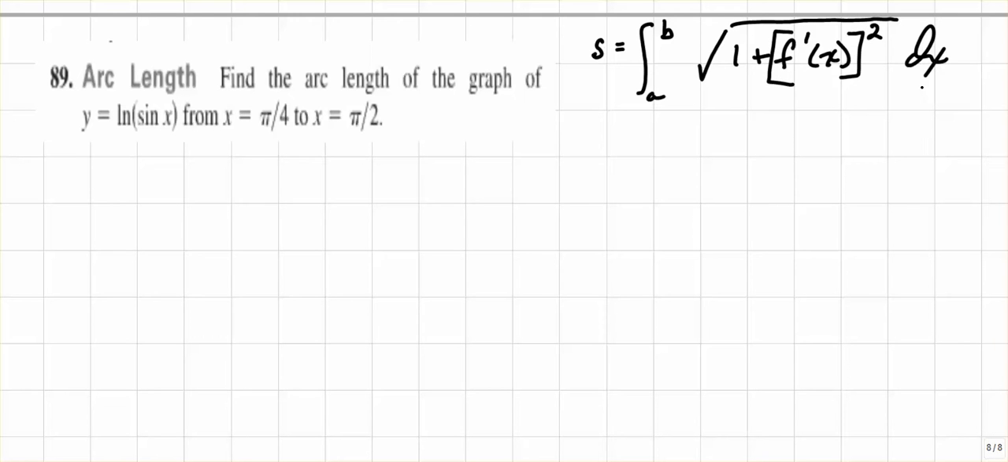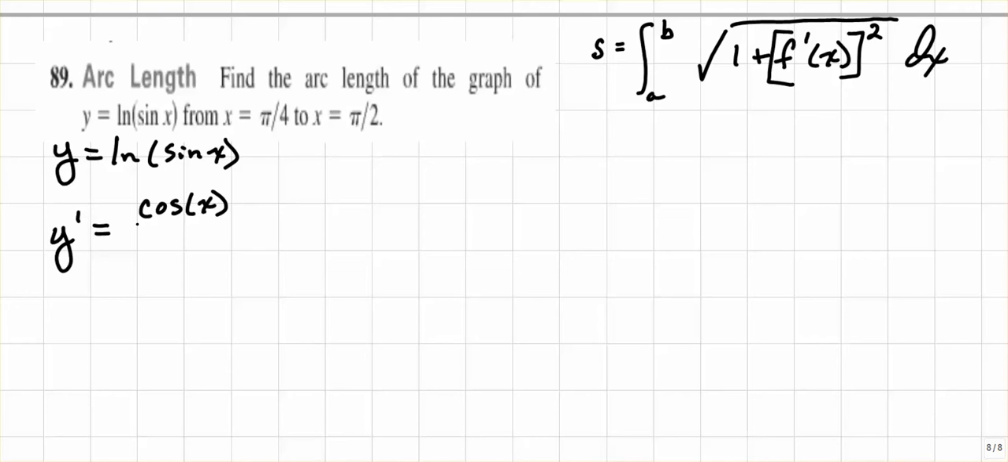Now obviously we're going to find, as we progress through the course, that these integrations are actually going to become harder and harder. So the first thing I need to do is figure out, from y equals the natural log of sine x, what y prime is. And you know that when you take the derivative of ln of sine x, you're going to end up with cosine of x over sine of x, which is simply equal to the cotangent of x. So now I know what f prime of x is.